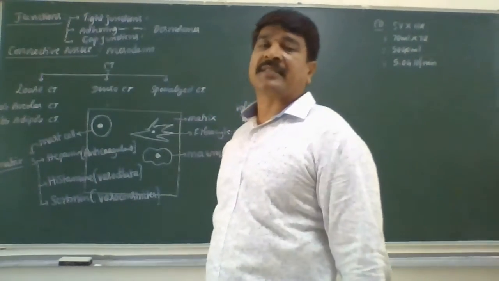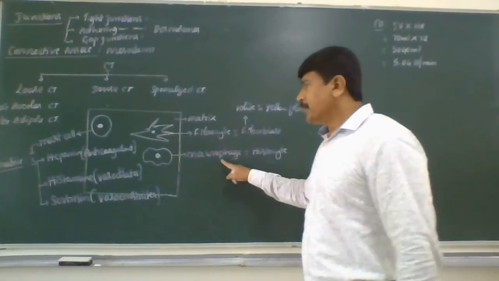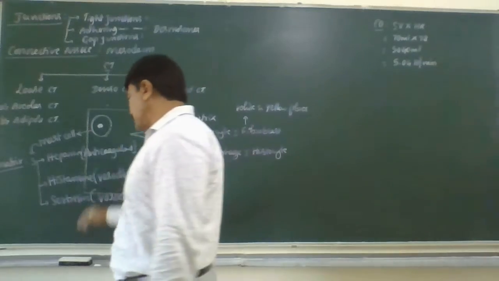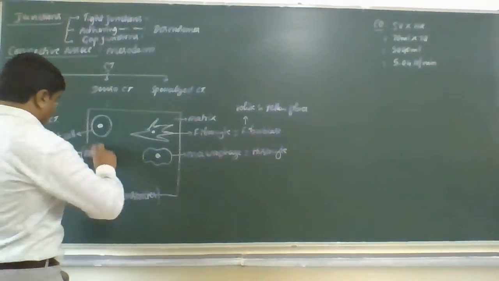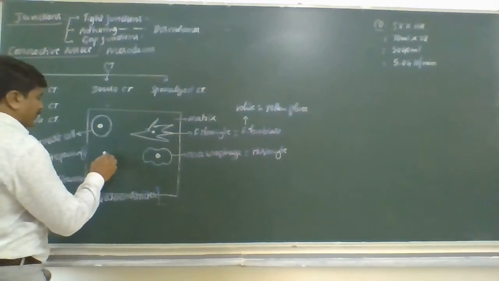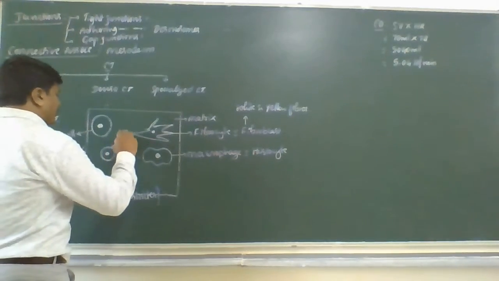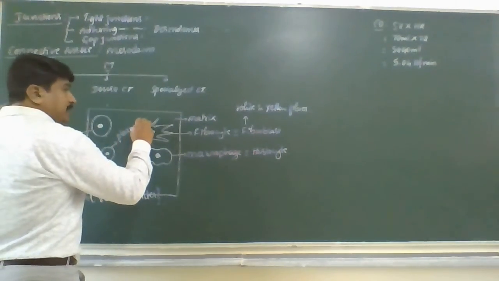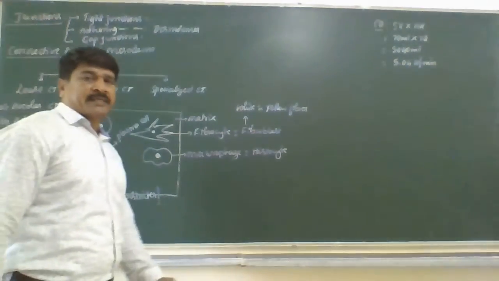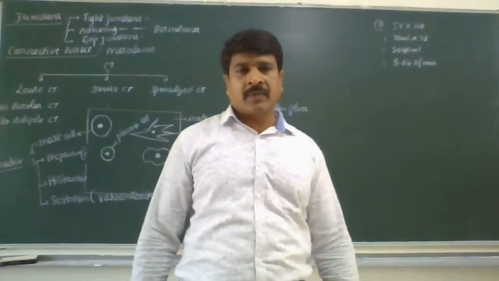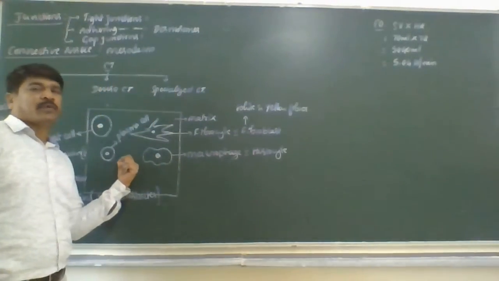So these are the 3 secretions of the mast cells. Fibrocytes we have completed, macrophages also, then mast cells. Next, another cell type present in the matrix of the areolar connective tissue is the plasma cell. Plasma cells are small irregular cells with oval nuclei.